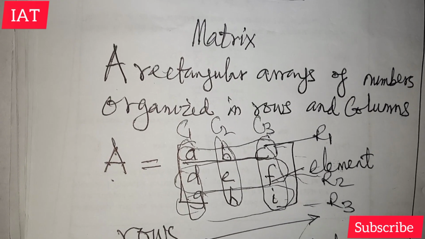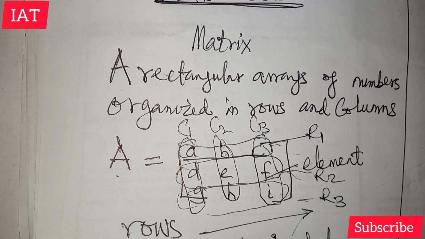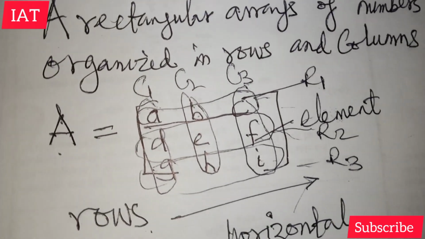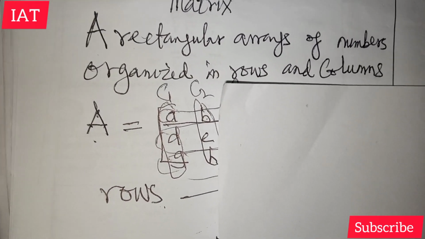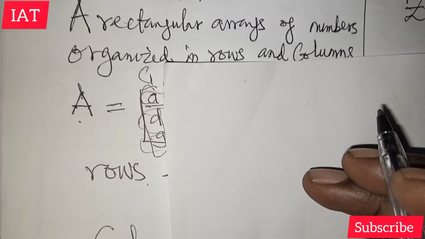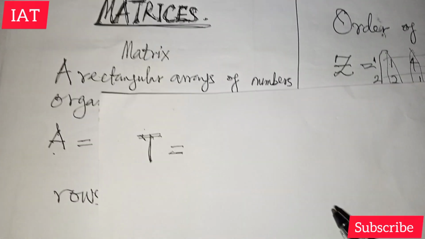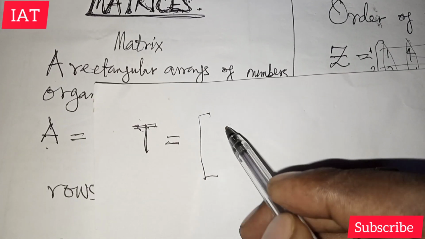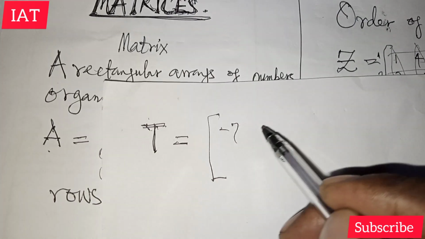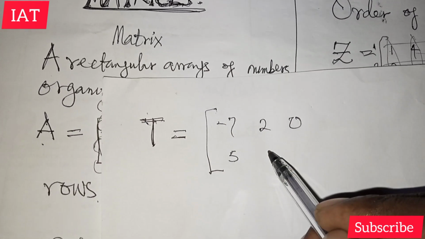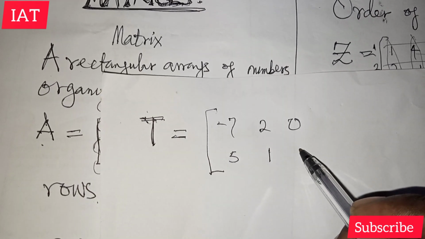The next thing I want us to work on is the ability to identify a specific element in a matrix. So the next thing we'll do is this. If I have a matrix of this form, say matrix T, and this T is equal to, we have these elements: minus 7, 2, 0, 5, 1, be 1.